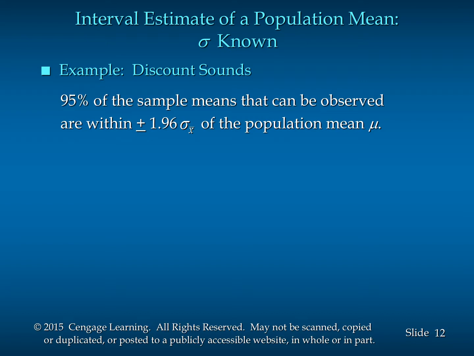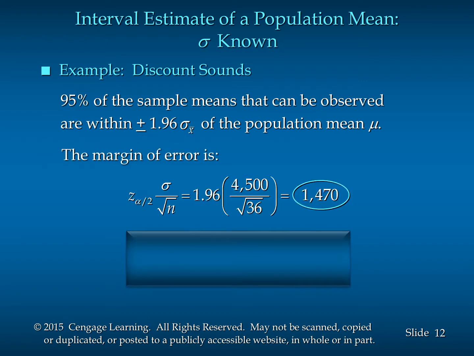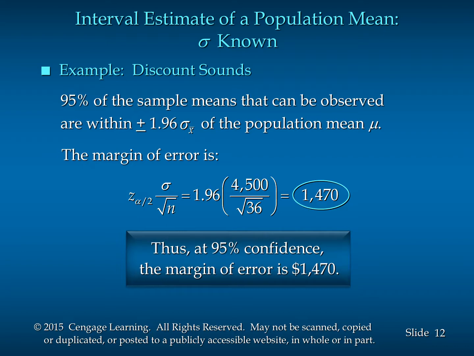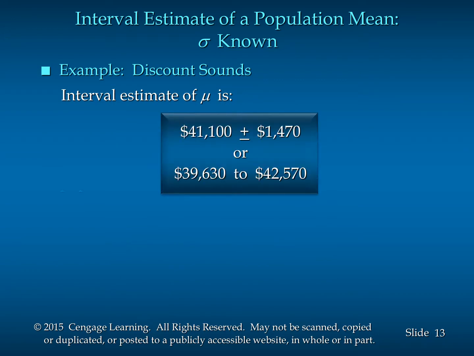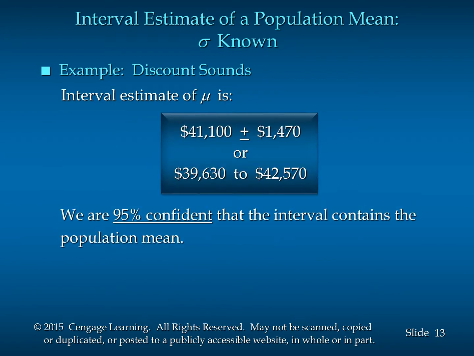Using the formula for the margin of error and the z value for alpha over 2 of 1.96, we find the margin of error to be 1,470. Therefore, at 95% confidence, our margin of error is plus or minus 1,470. So adding and subtracting that value from our sample mean gives us that interval, 39,630 to 42,570. We are 95% confident that that interval contains the population mean.